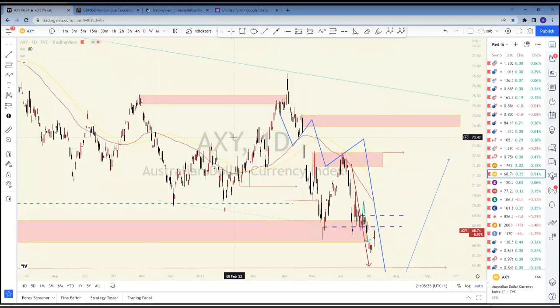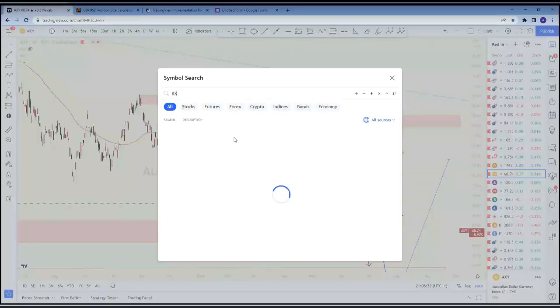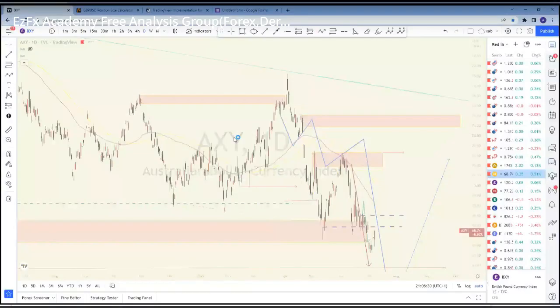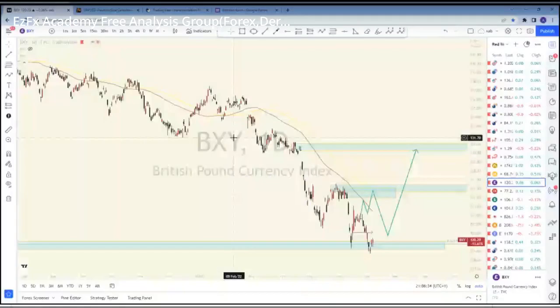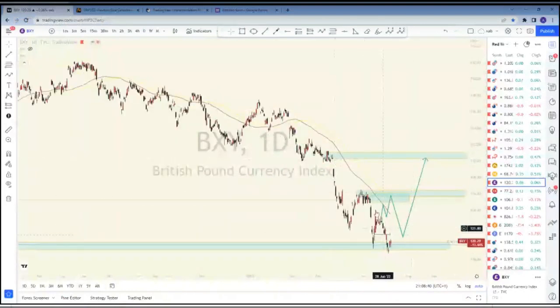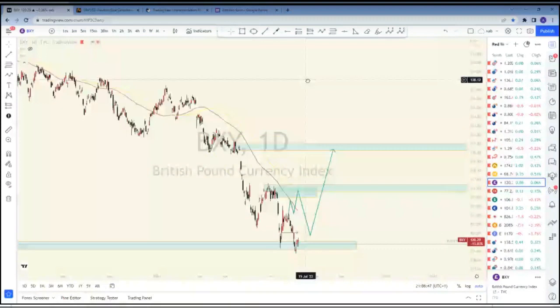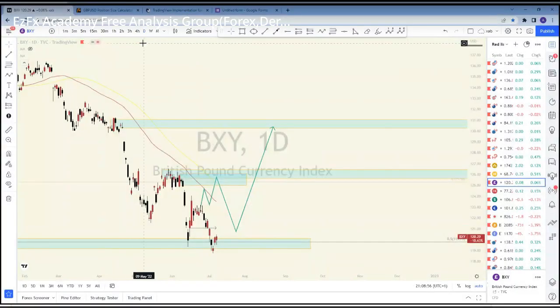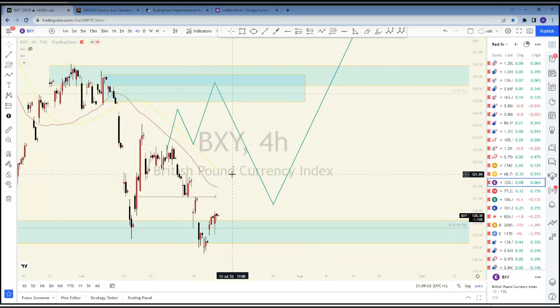The next one we'll take a look at is BXY, which tells us what to expect from the pound this week. As you can see, there was a forecast last week Sunday that price was coming all the way down here, and then from down here we can start to think about prices going back up or gaining strength. And so far for 2 or 3 days, we can see that the pound has been a bit bullish.